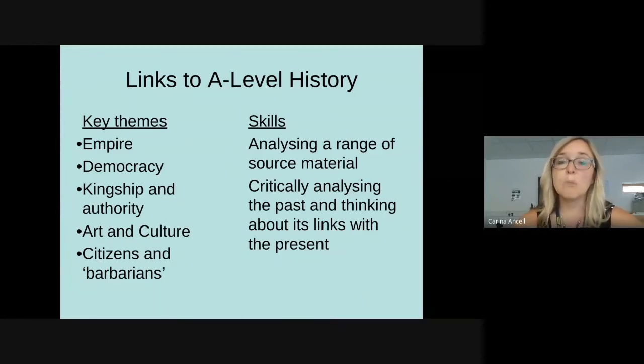And you're also, importantly, critically analysing the past and thinking about how the past links with the present. What is the value of the ideas and themes that we're discussing in terms of the modern day as well? So I think history and classics are a perfect combination to do alongside each other if you're interested in the humanities more broadly.